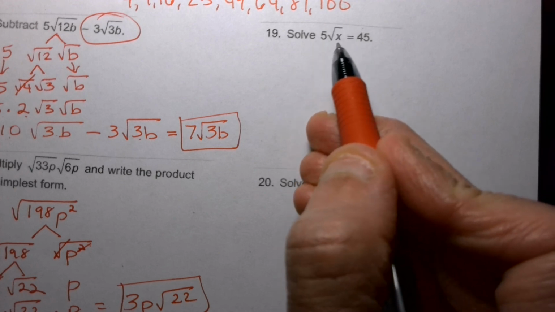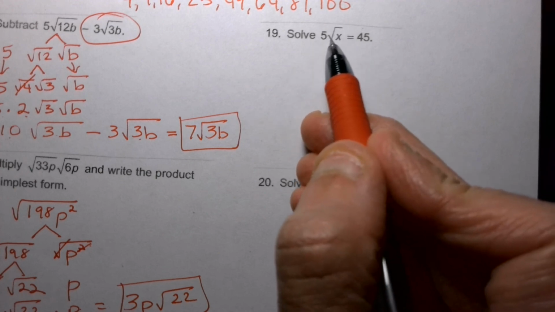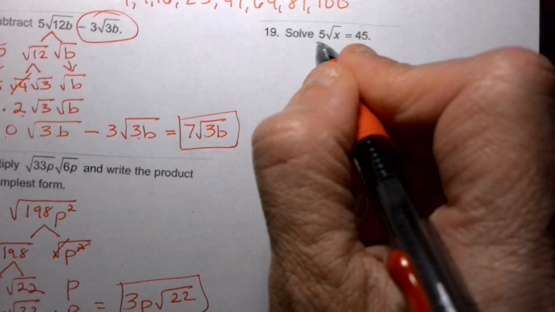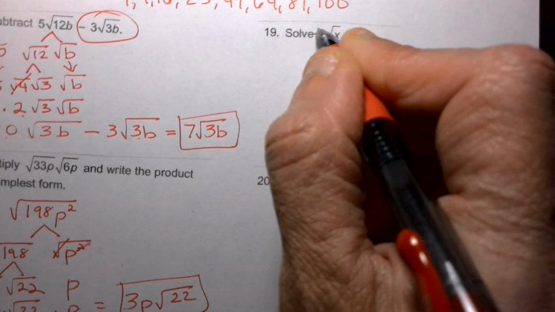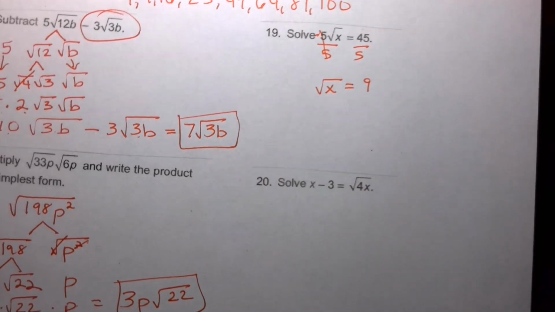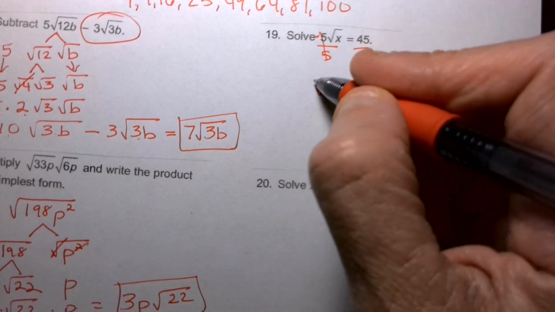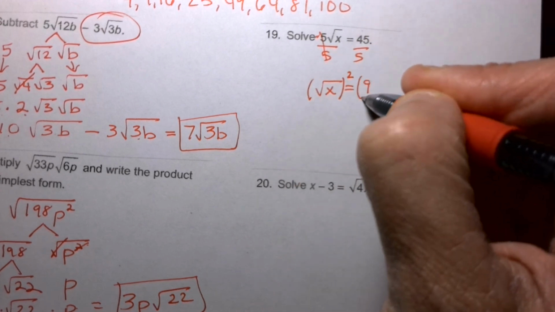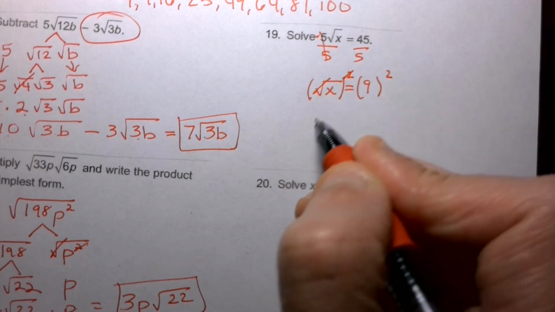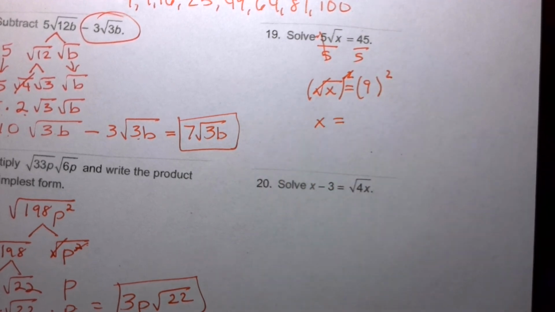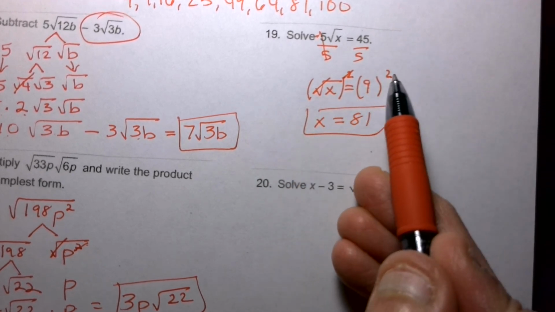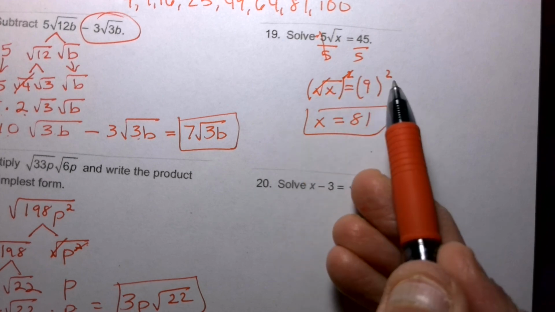Okay, and if there's a square root involved, you want to get the square root alone. So this 5 on the outside, we want to get rid of. So I'm going to divide both sides by 5, and we end up with that. So we have to get rid of the square root, and the way we do it is by doing the opposite of square rooting, which is squaring. Because remember, the square root and the square cancel out, and you're left with x, and 9 squared is 81. Common mistake, people forget to square this. You got to do it to both sides.